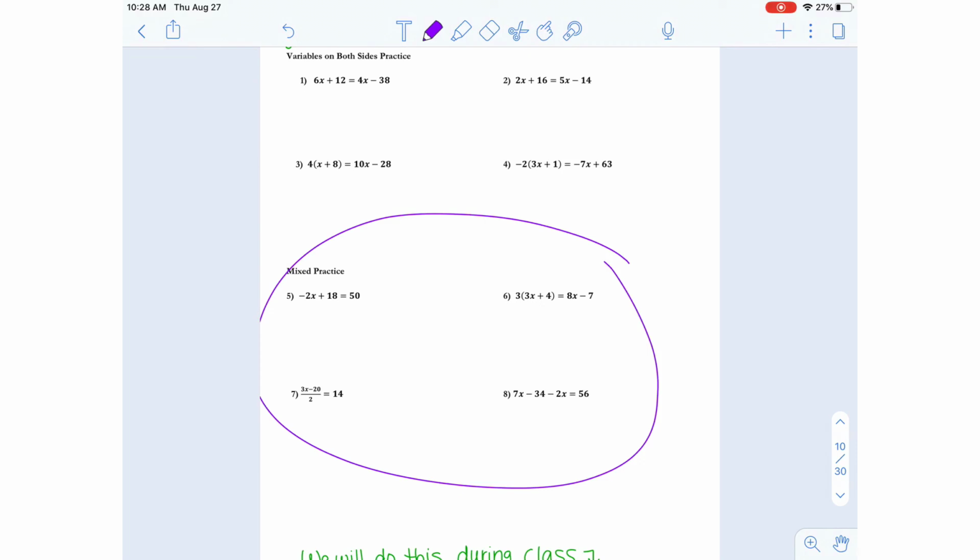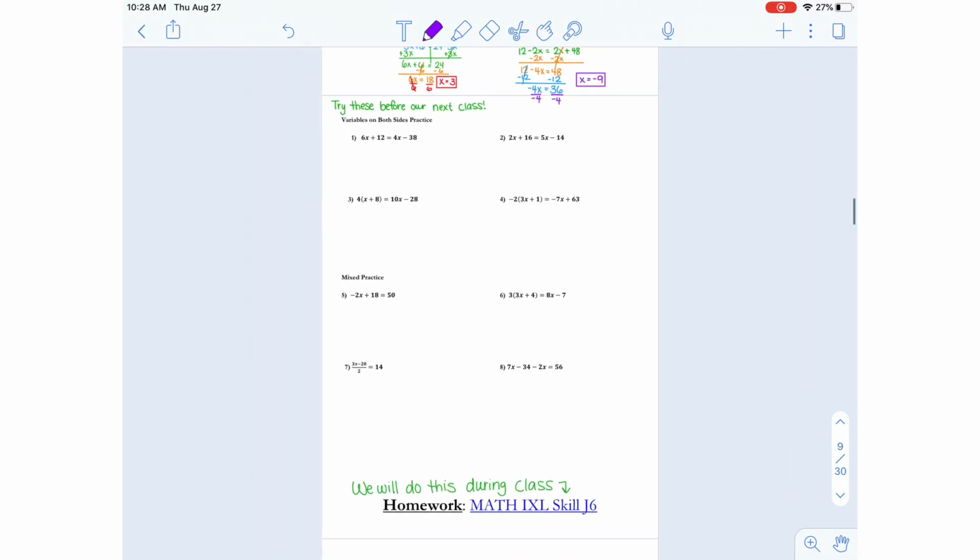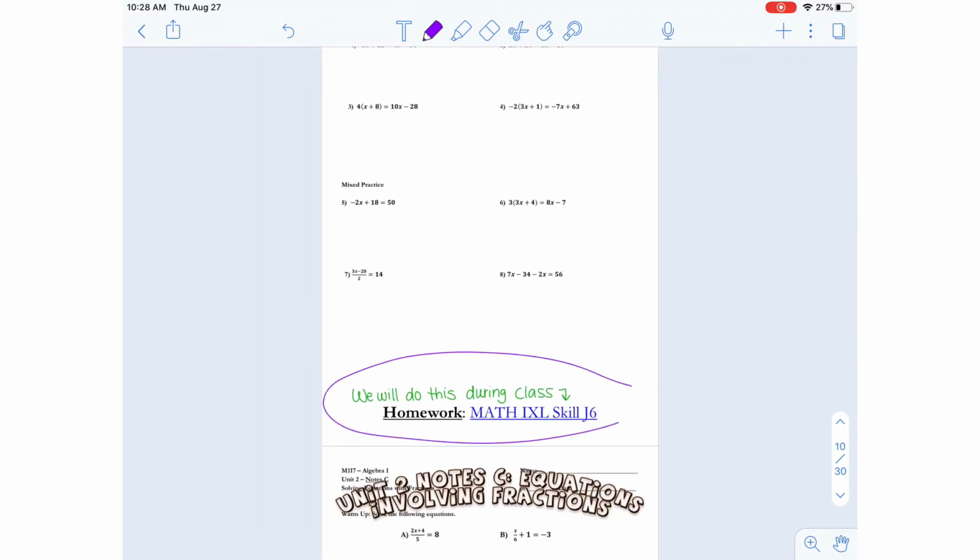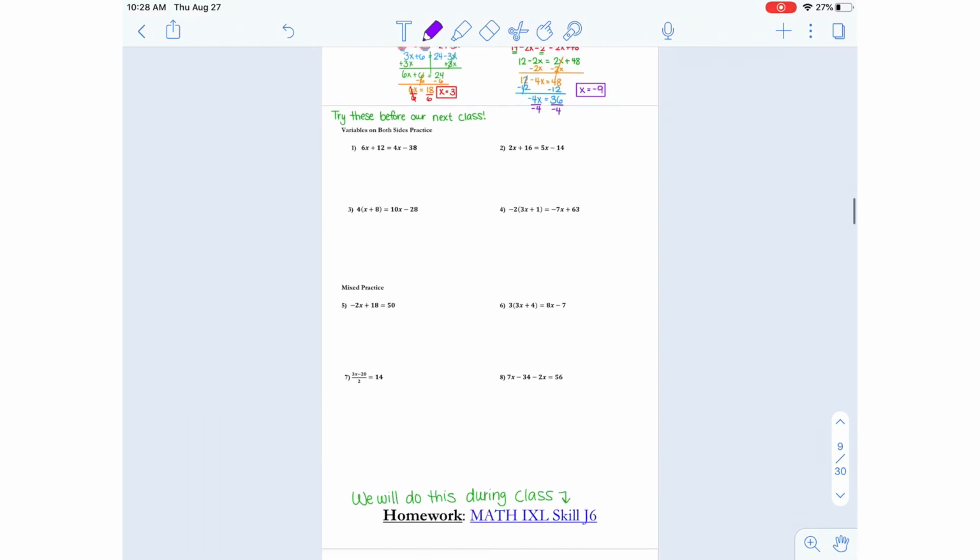So some of them have variables on both sides and some are just a little bit more challenging from the section A of notes. You do not need to do your Math iExcel yet, okay? We will do that during class. So before I see you next, I just need you to try these 8 problems.